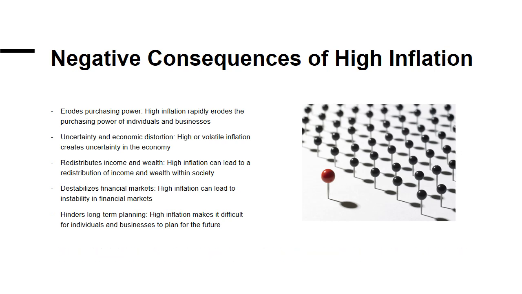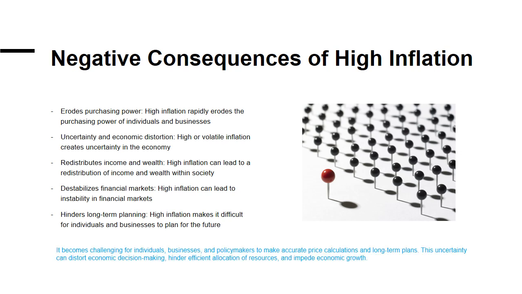2. Uncertainty and economic distortion. High or volatile inflation creates uncertainty in the economy. It becomes challenging for individuals, businesses, and policymakers to make accurate price calculations and long-term plans. This uncertainty can distort economic decision-making, hinder efficient allocation of resources, and impede economic growth.